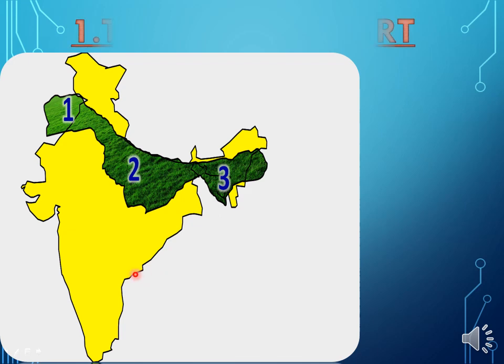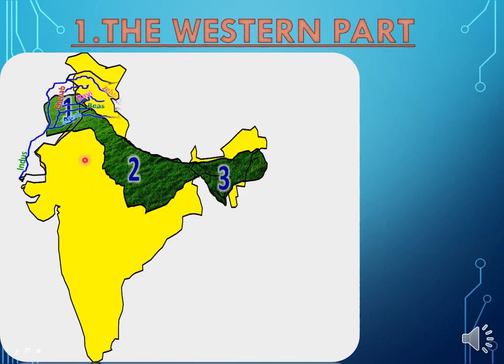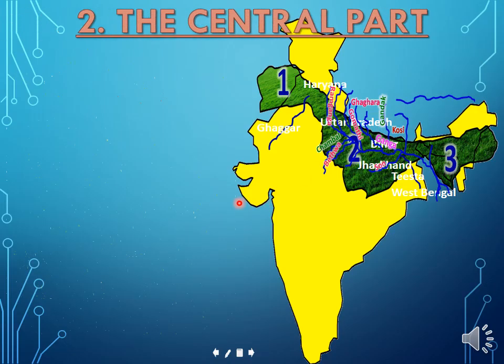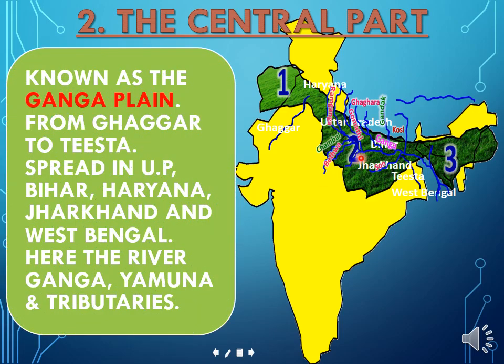Here in this picture, again you can see the western portion. It is formed by the Indus and its tributaries. We can see the central part, the main portion of the Indo-Gangetic plain. It is formed by the Ganga and its tributaries from Gaggar to Teesta, spread in UP, Bihar, Haryana, Jharkhand and West Bengal.